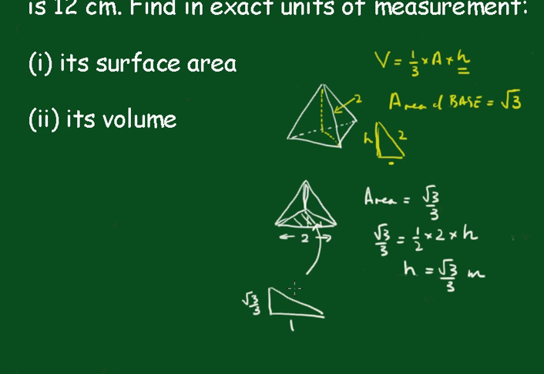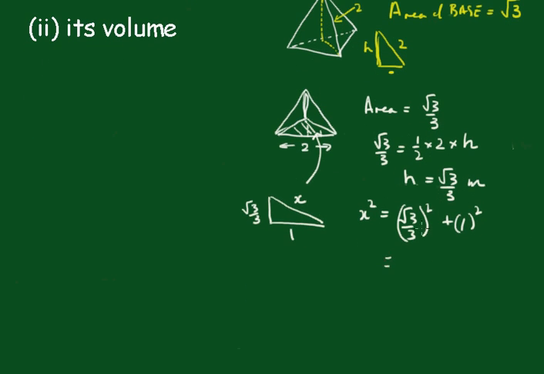Call this, say, x. Right, so we know that x squared will be root 3 on 3 squared plus 1 squared. Now, root 3 on 3 squared is going to be 3 on 9 plus 1, which is a third plus 1, which is 4/3. Therefore, x must be the square root of this, which is 2 over root 3. Right, so we've got that distance there.